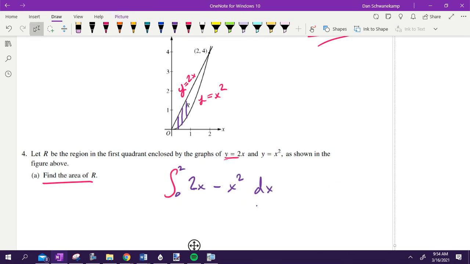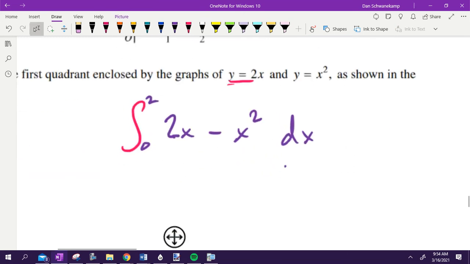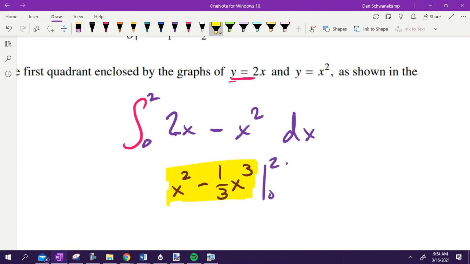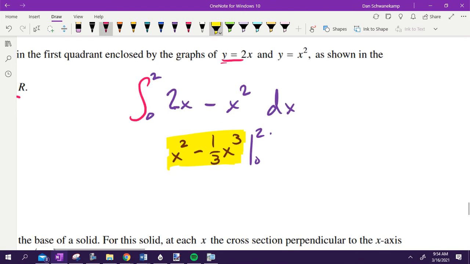My next point is going to come from finding the antiderivative. So we add 1 to my exponent. We divide by my new exponent. We add 1 to my exponent. We divide by my new exponent. And I'm evaluating that thing from 0 to 2. That scores you a second point. If you just wrote this part right here, the antiderivative correctly, that gets you a second point.